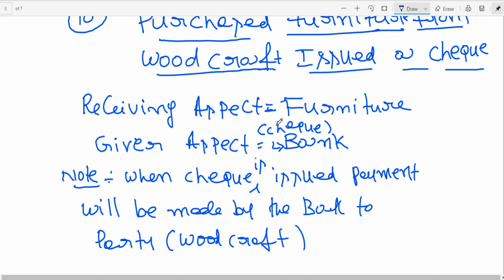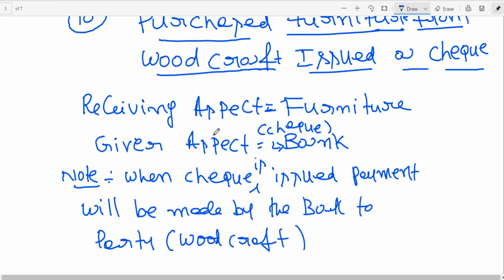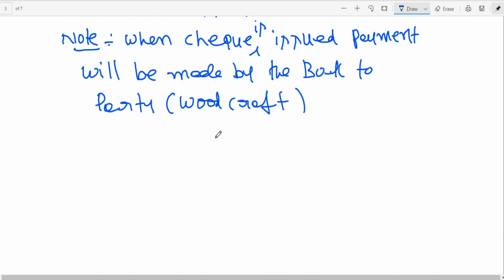Even for listening to this, you don't need any commerce background. You don't need any accounting background. Are you following? So far, I haven't used anything technically. Okay. So I think I have given this example.